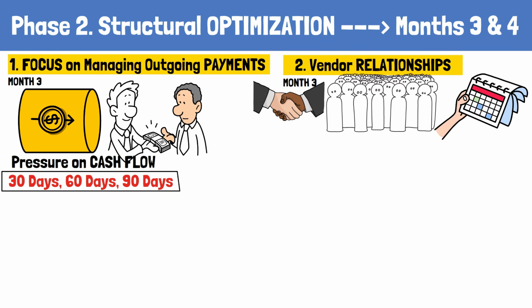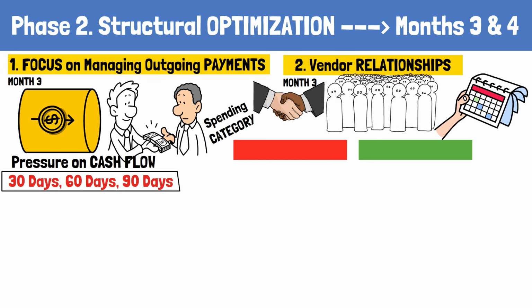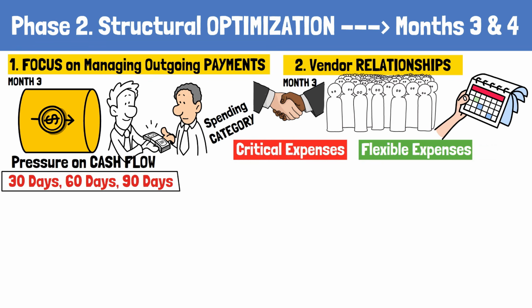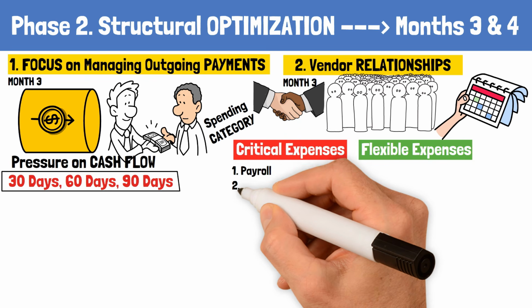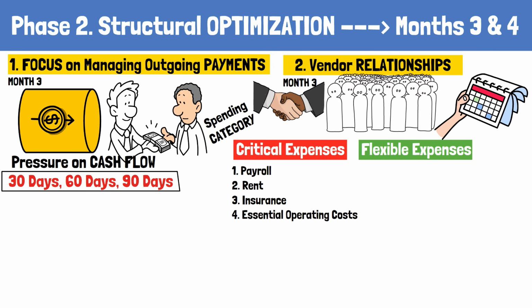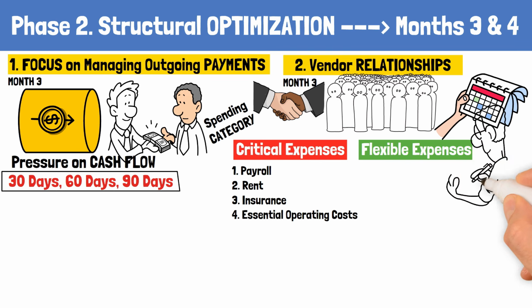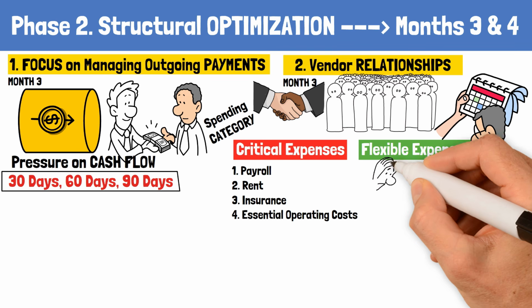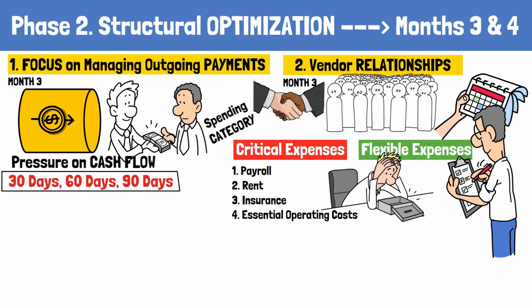This is also the time to evaluate spending categories throughout your business. Separate expenses into 2 groups. The first group includes business-critical expenses such as payroll, rent, insurance, and essential operating costs. The second group includes flexible expenses that can be adjusted when needed. Understanding this distinction allows you to make smarter financial decisions when cash becomes tight. By prioritizing critical expenses, you ensure that core business operations remain stable while maintaining greater control over discretionary spending.